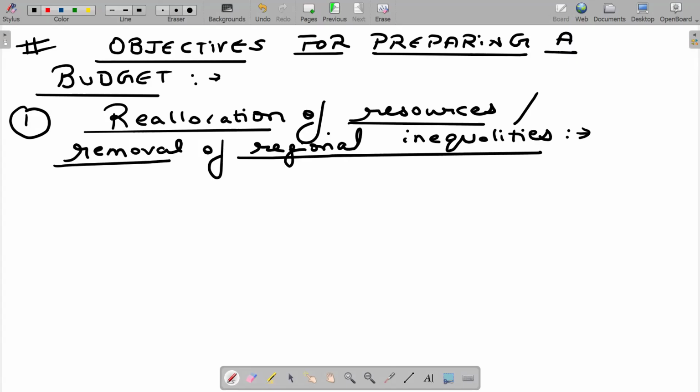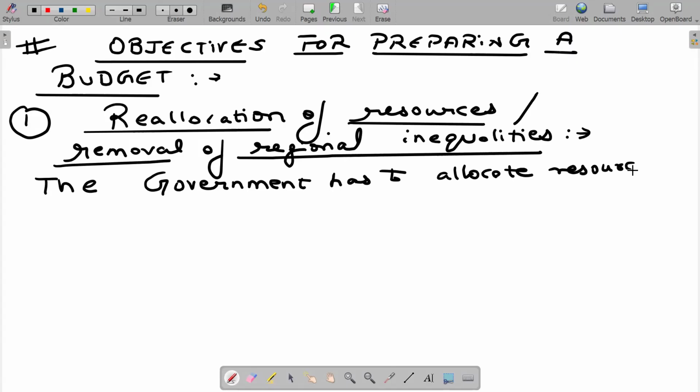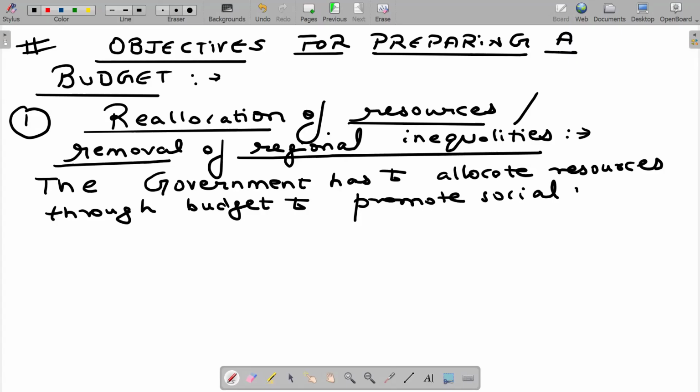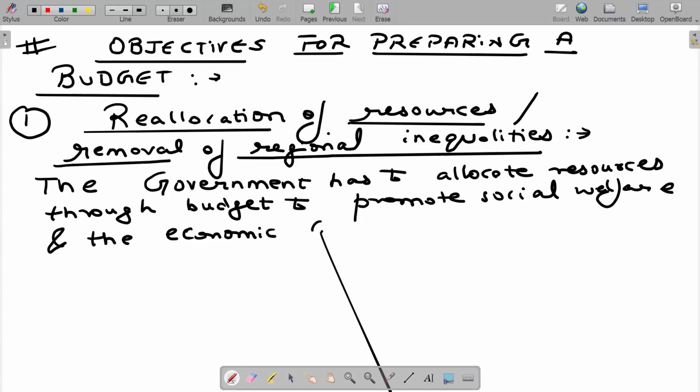Let's write some important points on this first part. So I can write that the government has to allocate resources through the budget to promote social welfare and the economic conditions of the people. Economic conditions of the people.